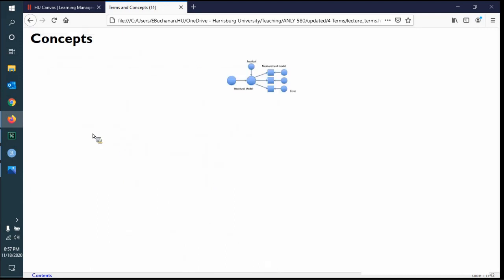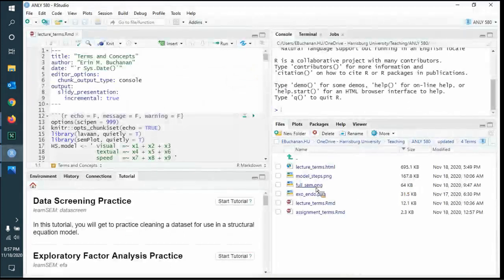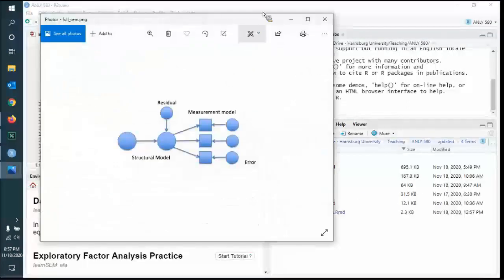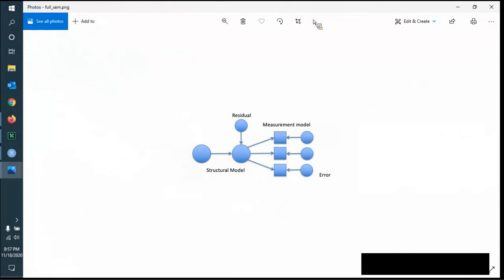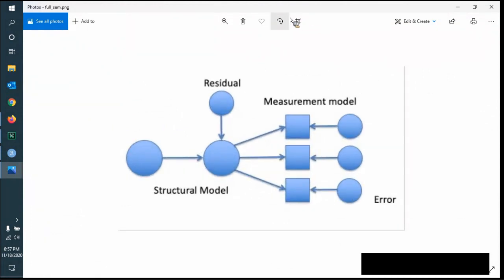Then I have another cute tiny diagram. So let's open that one. Here's another picture of a full SEM, just to help you see how this might be measured.